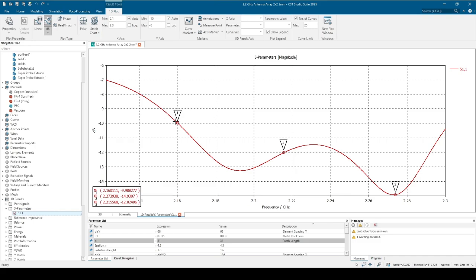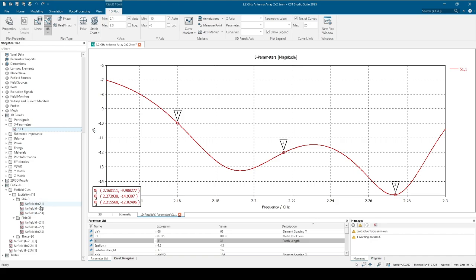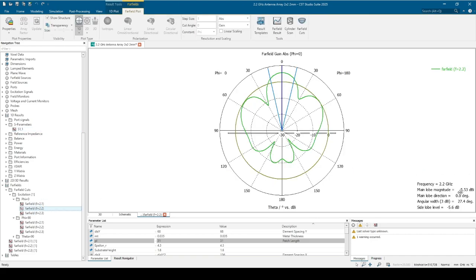For the S11 measurement, at the Jason-3 frequency of 2.15 or 2.21, we have an S11 of minus 12, which indicates that less than 10% of your signal is actually being reflected, which is very good. It also has a good impedance bandwidth, going from 2.16 to 2.3 or a bit over, so at least 140 megahertz of impedance bandwidth according to the simulations. And regarding the far field plots, you have a gain of 5.53 and an angular width of 27.4. So this concludes the simulation.